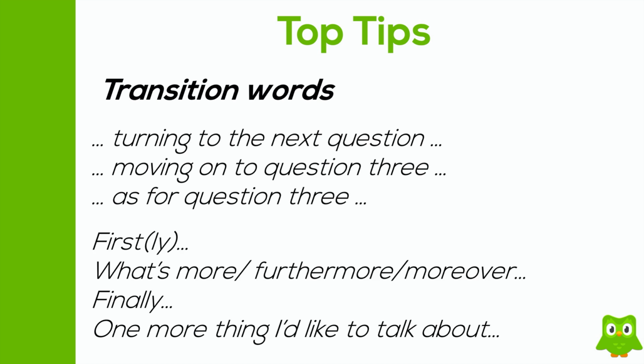You can also use these transition words when you are giving your answer. So you can signpost your ideas by saying first, second, third, or firstly, secondly, thirdly. When you want to give more information, you can say what's more, furthermore, or moreover. And when you're about to finish your answer, you can say finally. Also, if you forgot to mention something important, but would like to mention it at the end, you can say, one more thing I'd like to talk about is, and then talk about your idea.